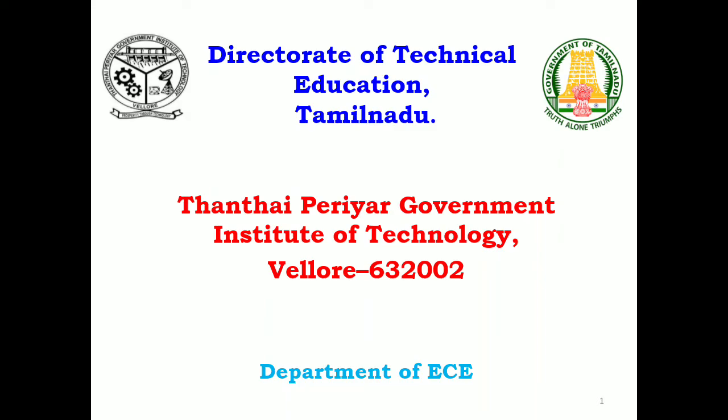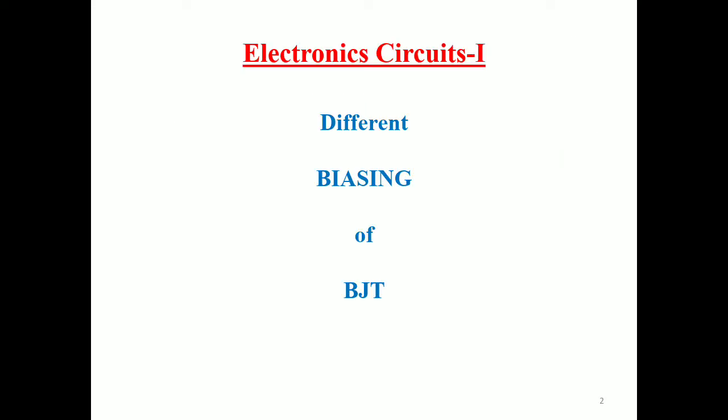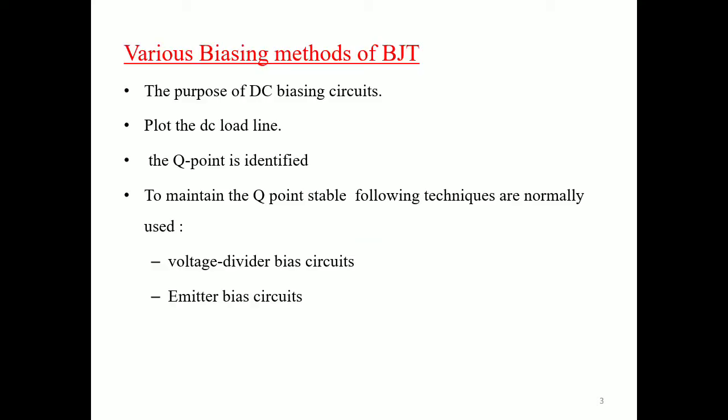Here we are going to discuss the different biasing of BJT. So already we have discussed fixed biasing and collector to base biasing. Here we are going to discuss the voltage divider biasing and emitter biasing.